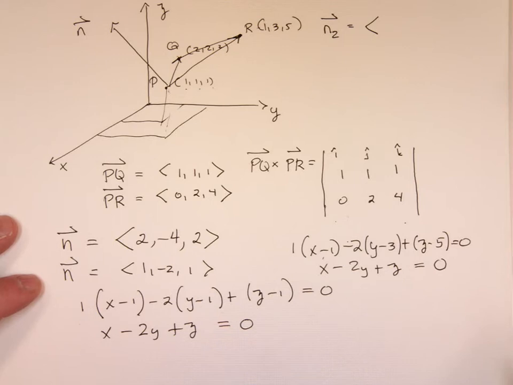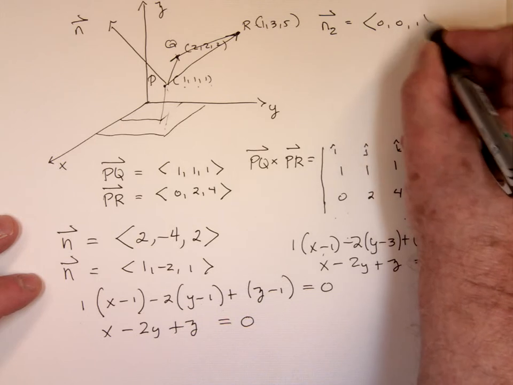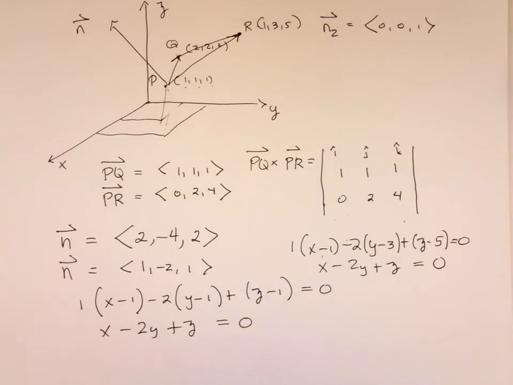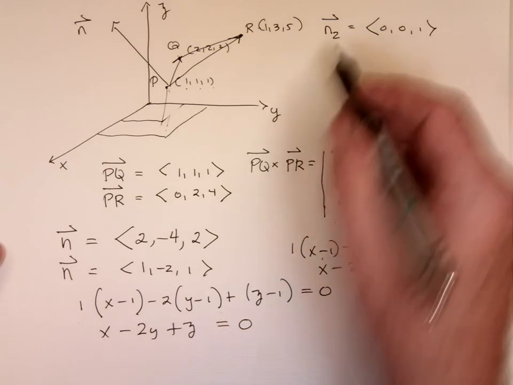Okay, 0, 0, 1. That's the vector right there. If this is the x-axis, y-axis, z-axis, 0, 0, 1 is the vector normal to the xy plane. We want to find the angle between this vector and our normal vector, which I called N1.